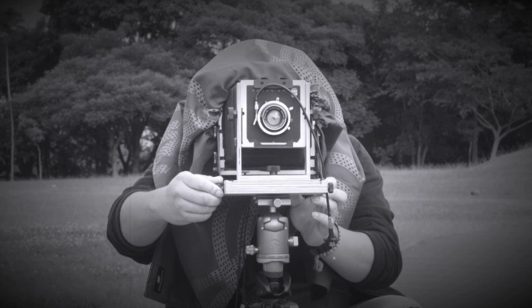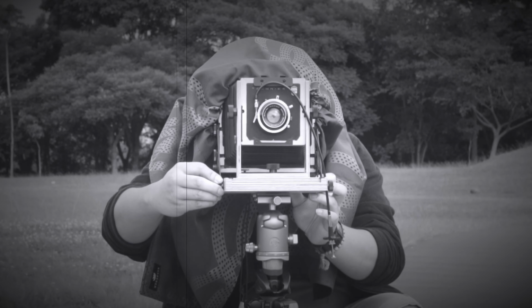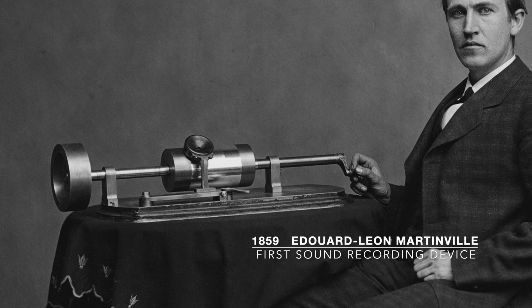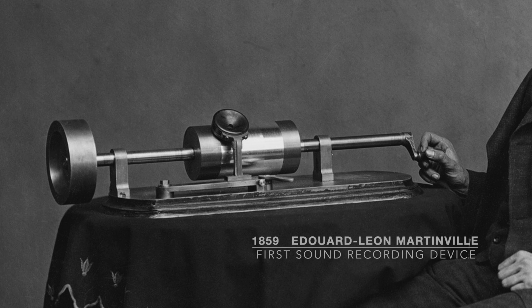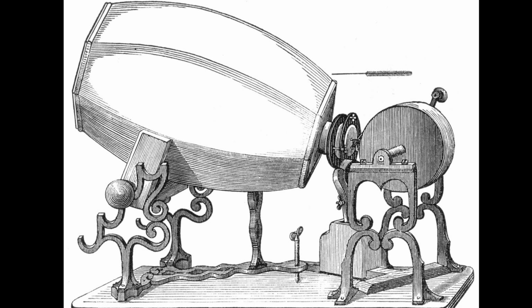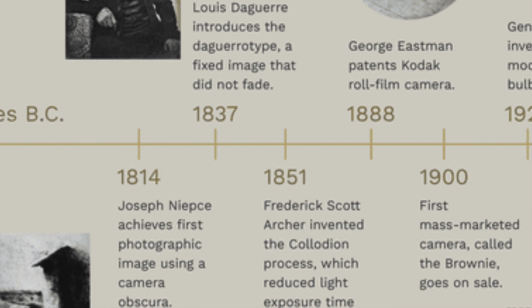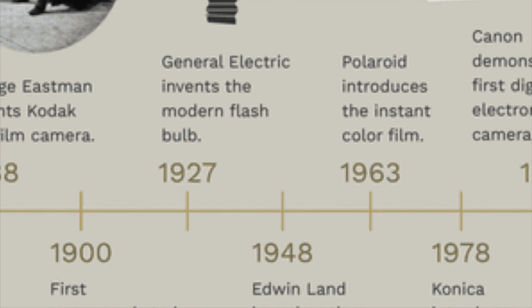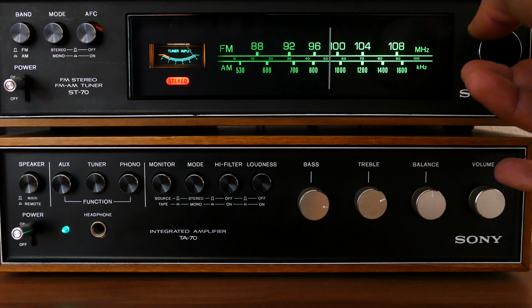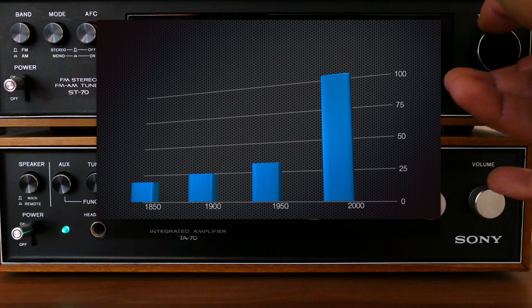In 1827, Joseph Niepce captured the first photographic image using a primitive camera, and in 1859, Edward Leon Martinville invented the first sound recording device, the phonautograph. And you can see through the 19th and 20th century, audio and video evolved at a gradual rate, and fast forward to the early 21st century where it exponentially grew.